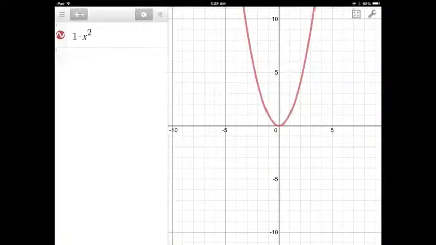When you make one little change, though, it changes the graph significantly. Notice that now r equals 2. We've kept k equal to 1, but now r, the exponent, has been raised to 2, and that gives us y equals x squared, which is the familiar parabola right here.